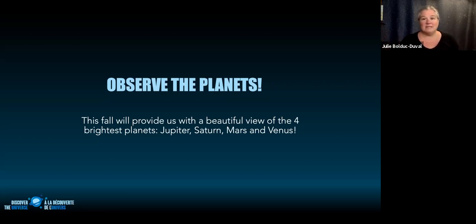Some planets are easily visible even in the city, depending on how tall the buildings are around you. It's something that's accessible to everyone, not just people in a rural area where there's less light pollution.